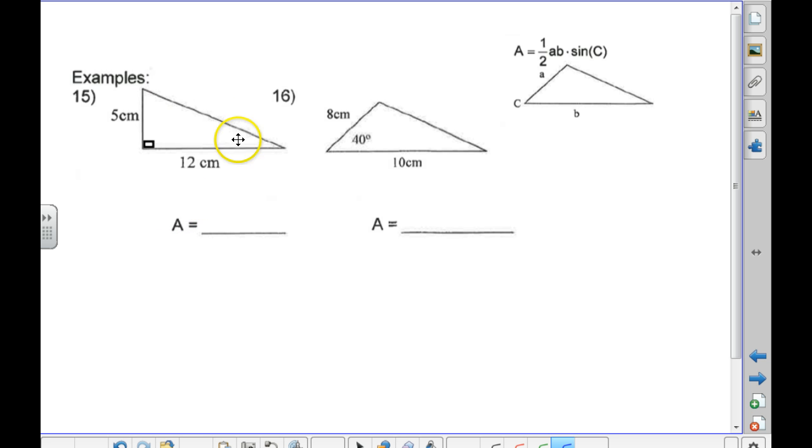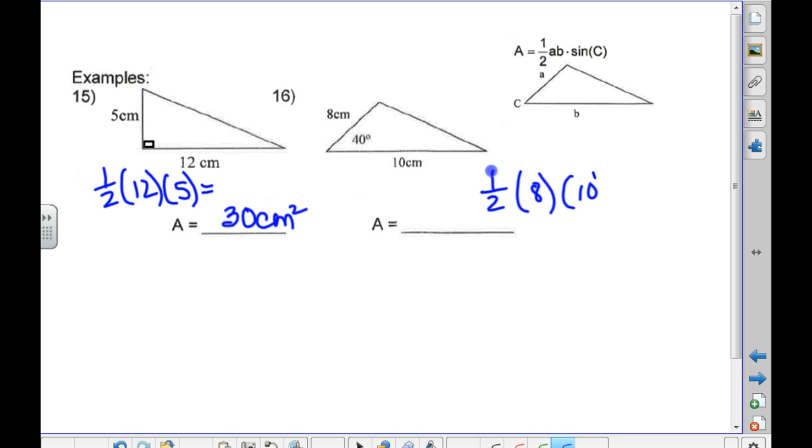Okay, real quick, this first one, what are we doing? 1/2 base times height equals 30 centimeters squared. This is two sides and an included angle, so we go 1/2 times 8 times 10 times the sine of 40. I got 25.7. Anybody else? We're finding areas, so those are square centimeters both.